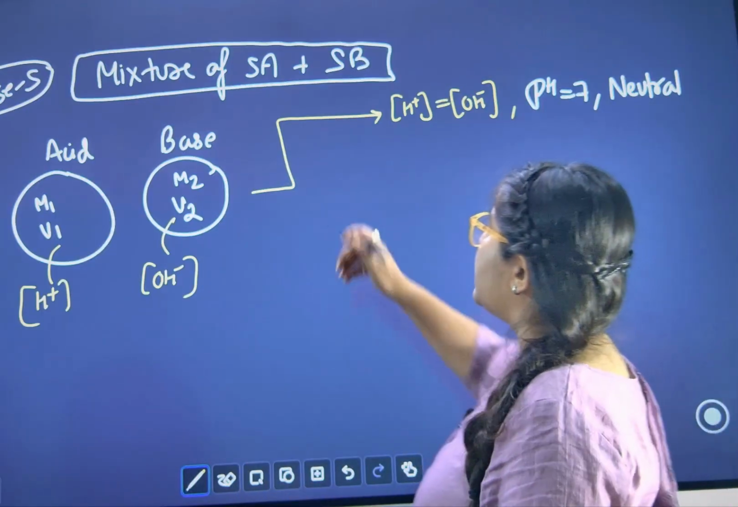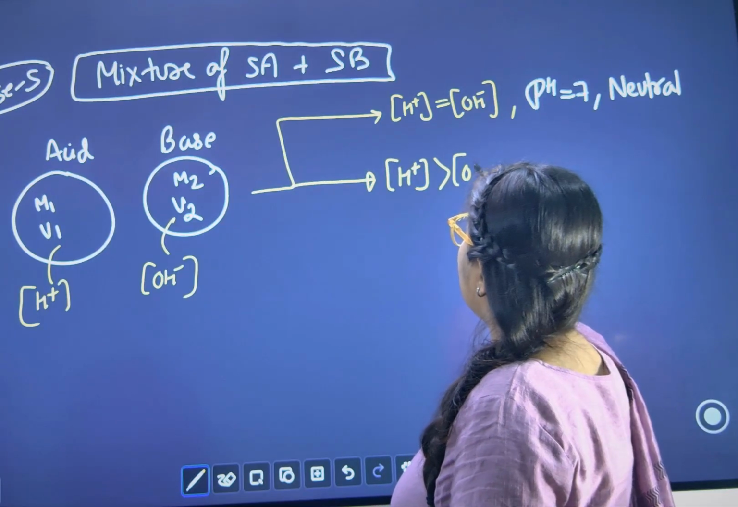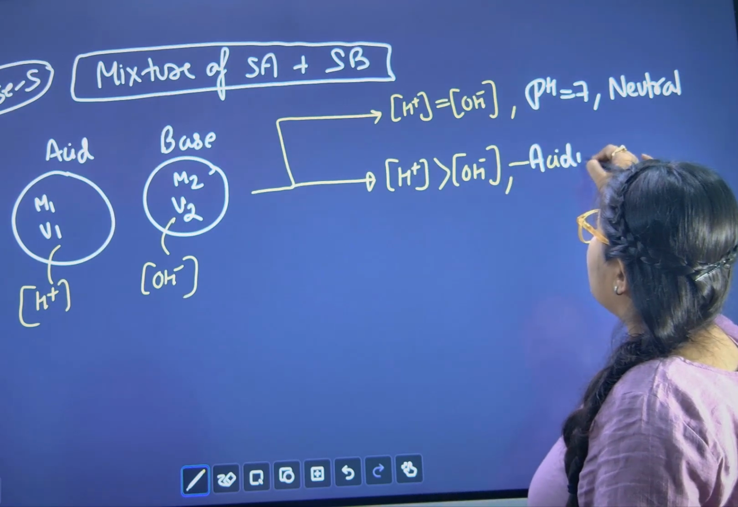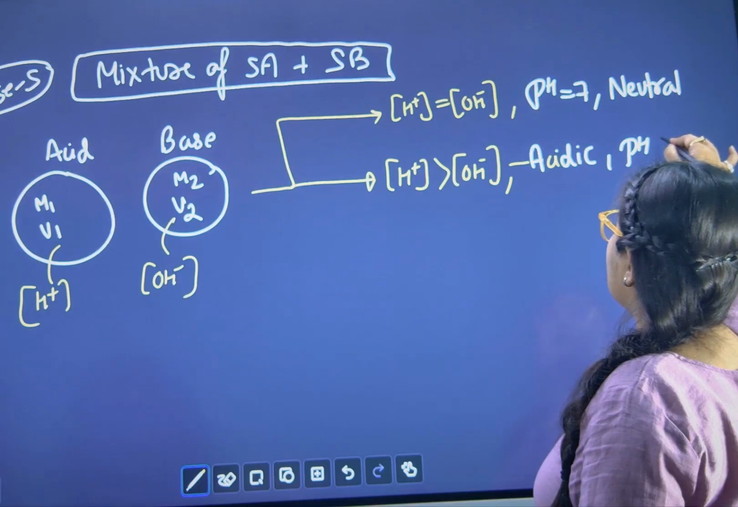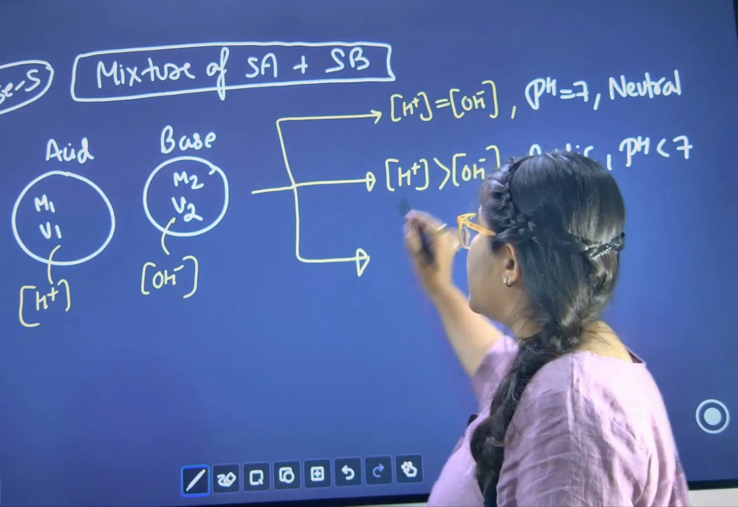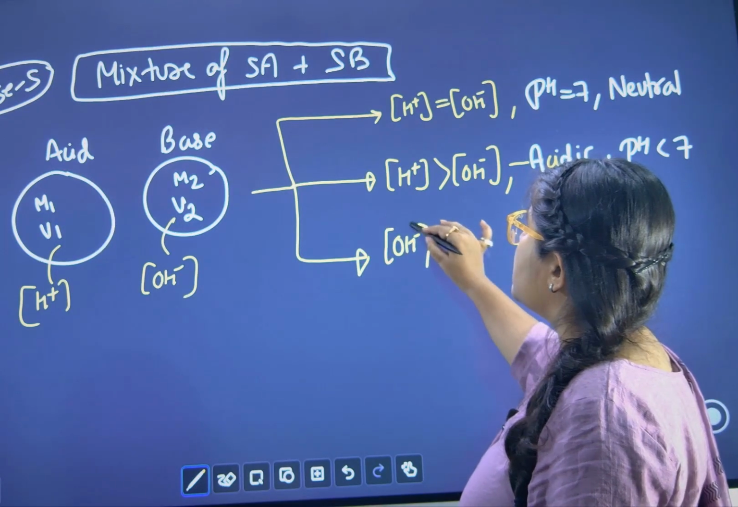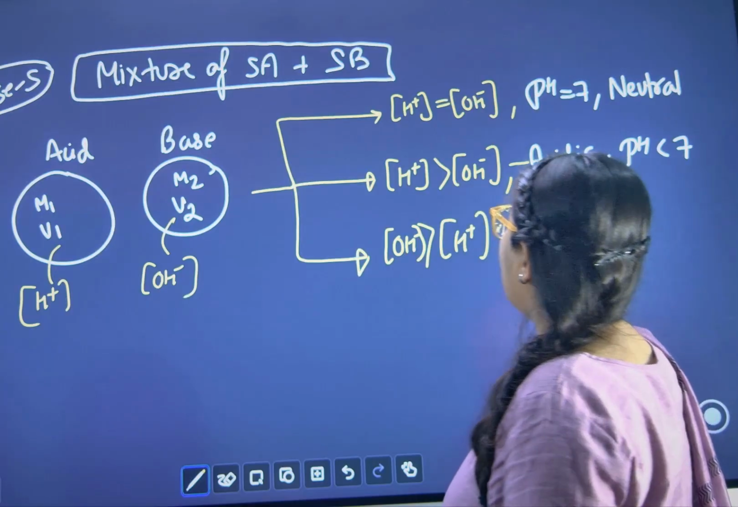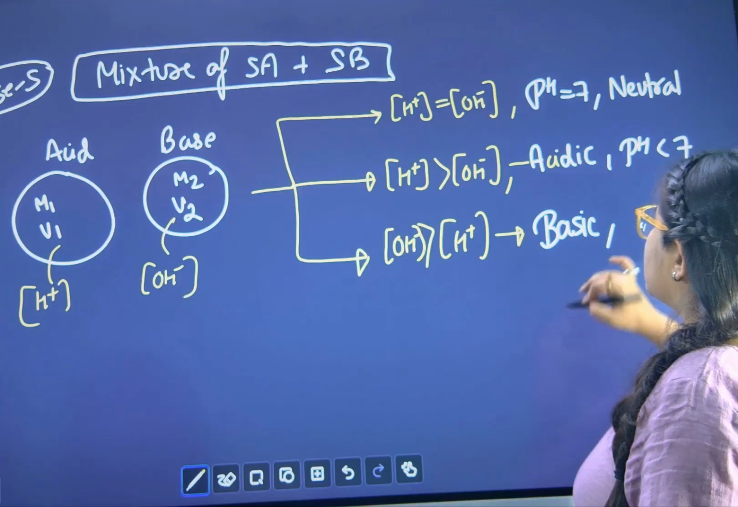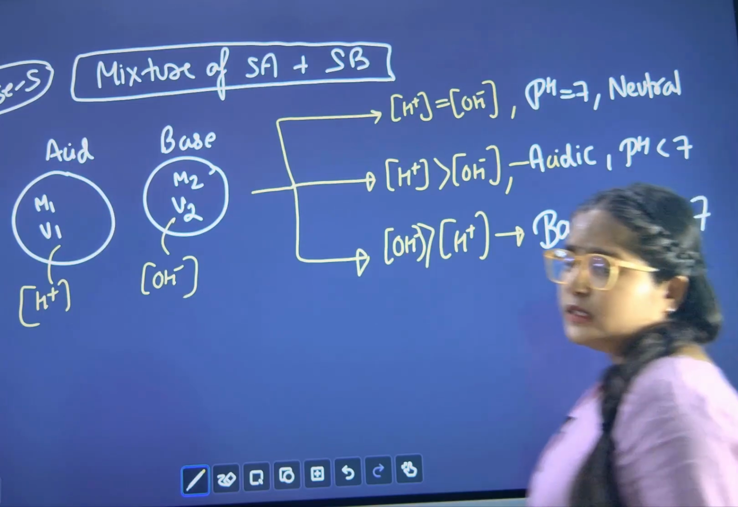What can be the second case? Yes, very good. The second case can be if H ion is coming more than OH ion. If H ion is greater, means the solution will be acidic without any doubt. And if the solution is acidic, pH will be less than 7 without any doubt, right? Let's say the case third. What can be the case third? Yes, you think by your own. The case third will be OH ion becomes greater than H plus ion. So if OH ion will become more, what will happen? The solution will become basic. When the solution will become basic, means pH will become more than 7.